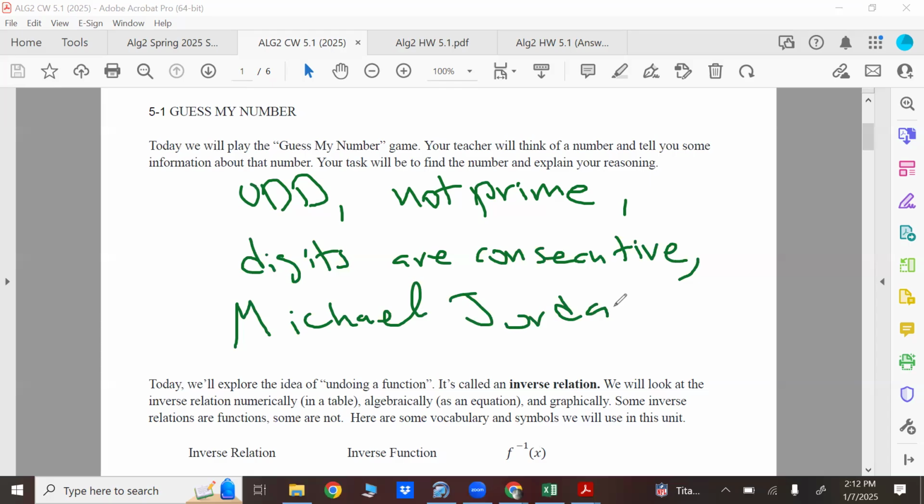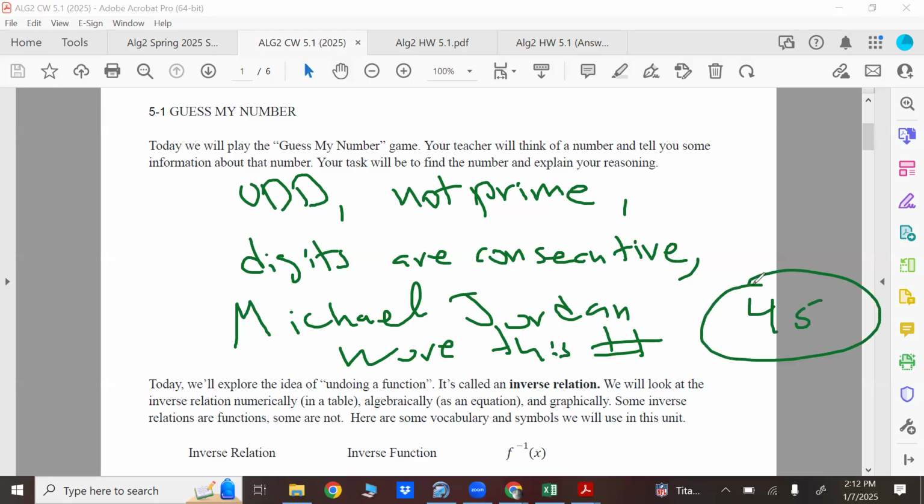Michael Jordan wore this number. It's not 23, guys. It's 45. It's actually in a Jay-Z song. He talks about it. That was when he was on the Wizards, right? No, it's actually when he came back in 96 in the middle of the season, because there's a rule he couldn't wear 23. So anyway, 45.